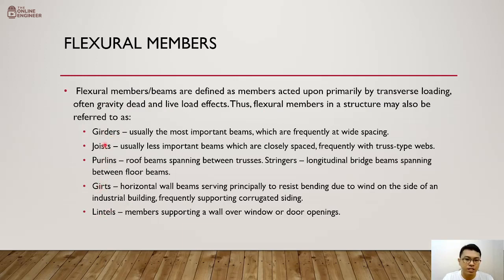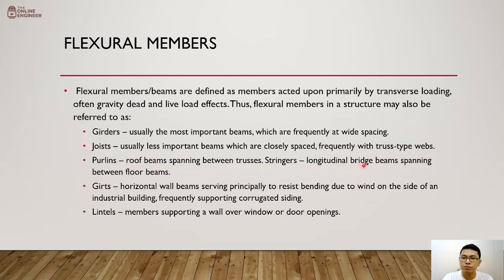All right, so we have this definition over here. Girders are the most important beams. These are the very big beams that we see in structures, which are frequently at wide spacing. Joists are usually less important beams which are closely spaced, frequently with truss-type webs. Purlins are roof beams. We're familiar with this. We look at how roofs are being constructed or built. So purlins are roof beams spanning between trusses.